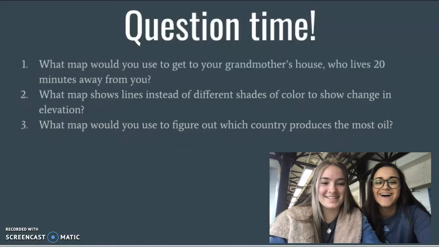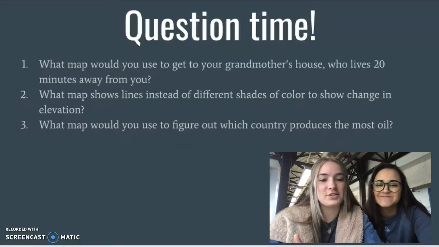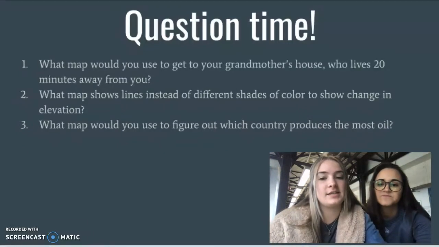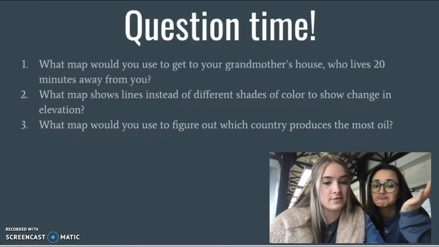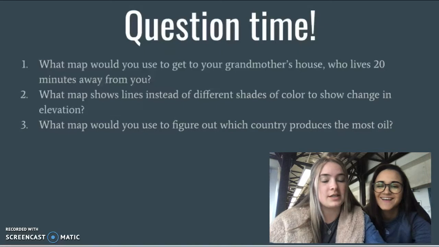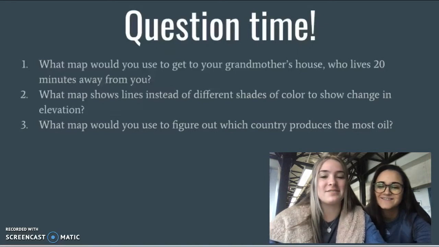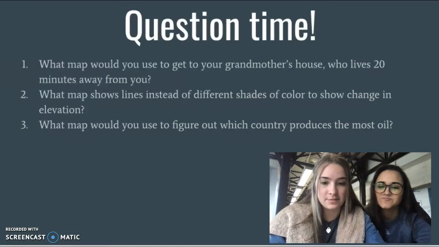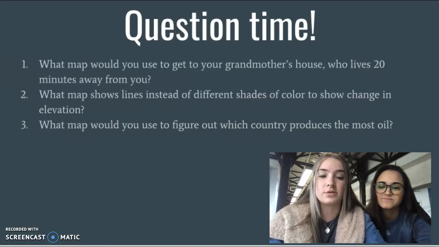Question time! Okay, so we have 3 questions. The first is, what map would you use to get to your grandmother's house, who lives 20 minutes away from you? Second question is, what map shows lines instead of different shades of color to show change in elevation? And the last question is, what map would you use to figure out which country produces the most oil? Do you know the answers?